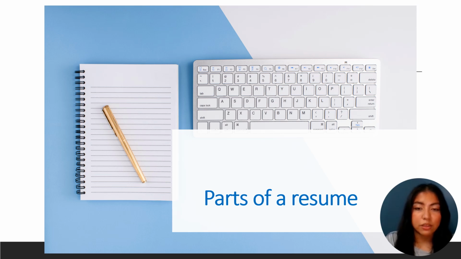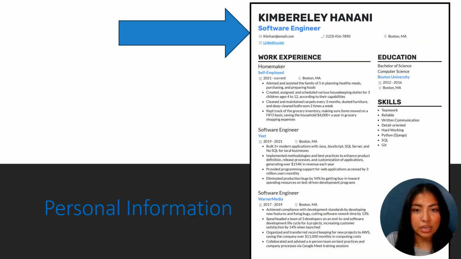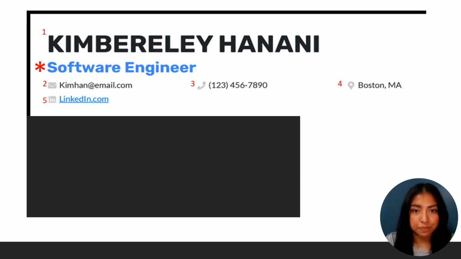So let's take a look at the resumes and identify each part that we'll need to include. To begin is the personal information. This is typically at the top, ready to catch the reader's attention so they clearly know who they are reviewing. So we can see at the top of the slide, the person we're looking at is Kimberly. It is bold, it's big, and we can easily identify it.